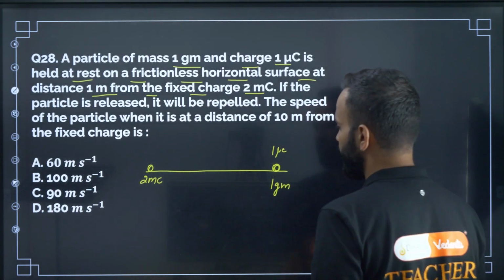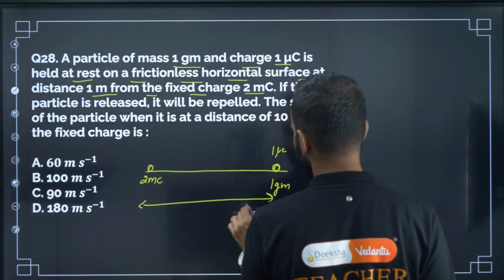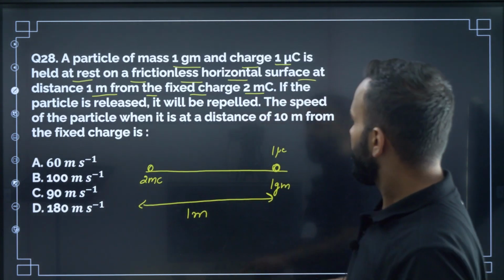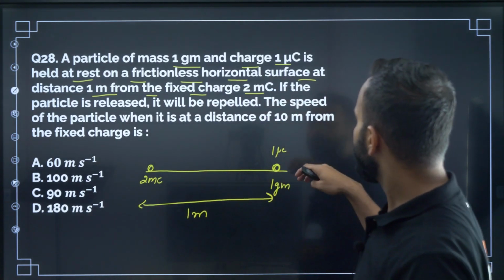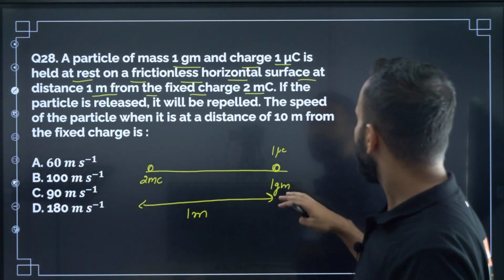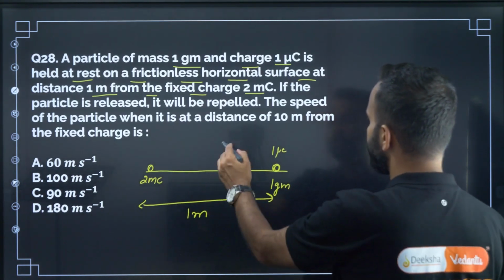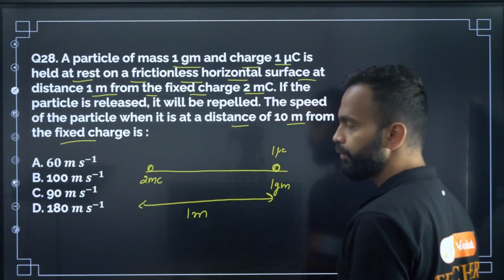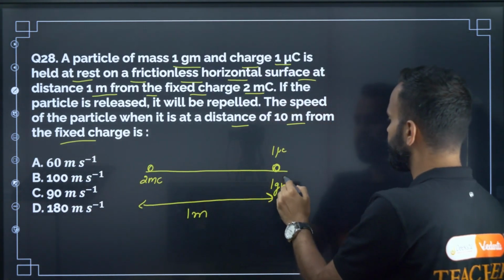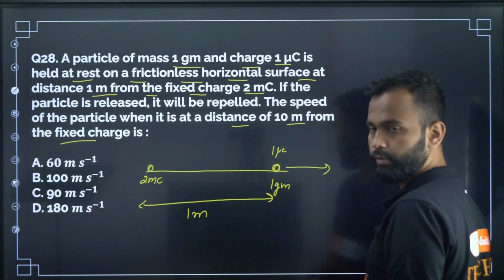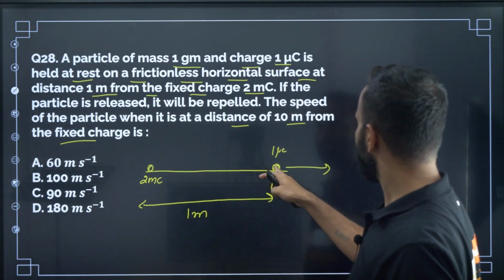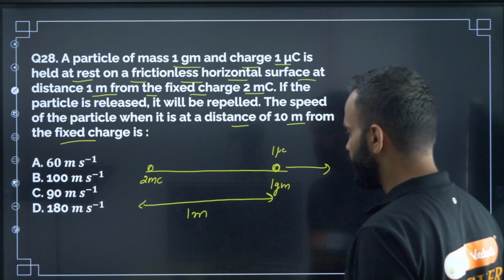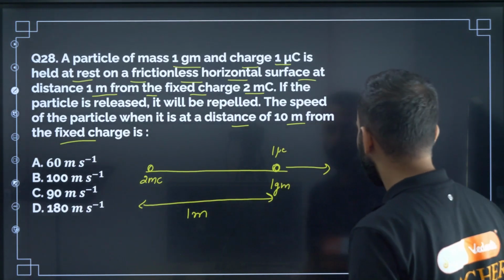And the initial separation between these two charges is 1 meter. If the particle is released, it will be repelled. We need the speed of the particle when it is at a distance of 10 meter from the fixed charge. When you release this, it will start to move. This 1 microcoulomb charge will start to move towards the right, that is, it will repel.